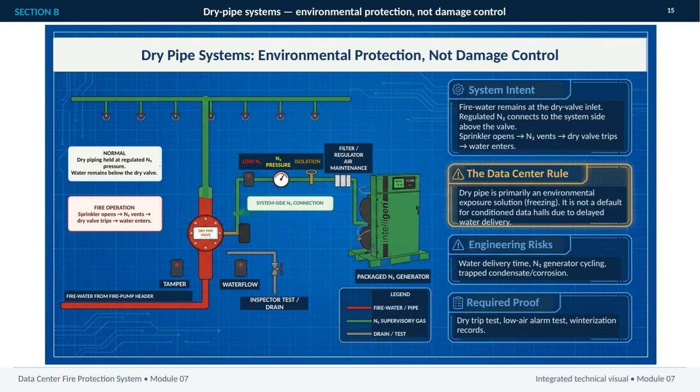Dry pipe is primarily intended to protect against freezing, and it should not be treated as the default choice for conditioned data halls, because water delivery is delayed. Engineering review must address delivery time, nitrogen generator cycling, and trapped condensate that can contribute to corrosion. Required proof includes a dry trip test, a low-air alarm test, and documented winterization records.